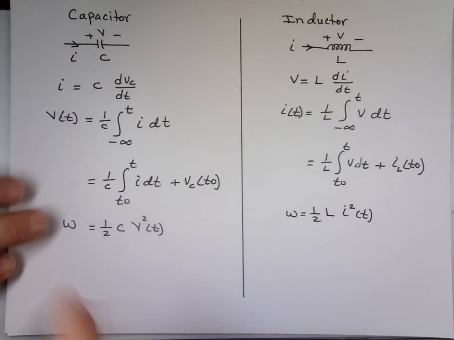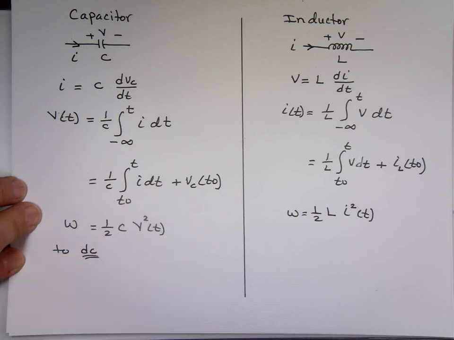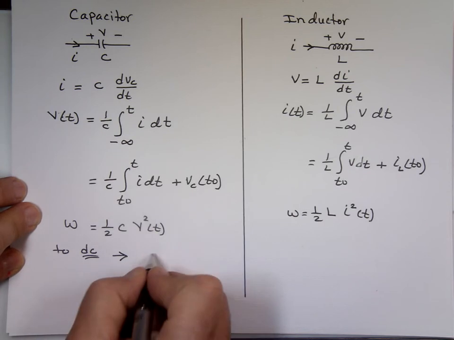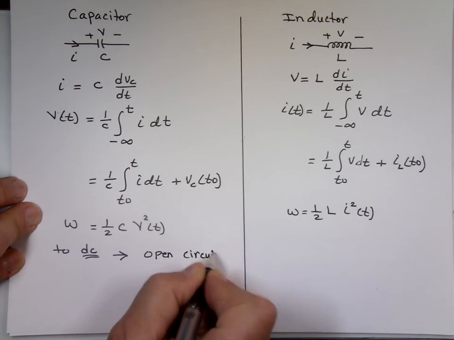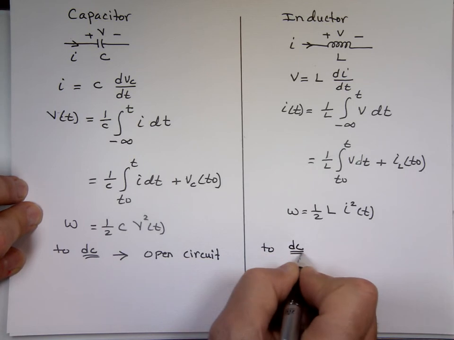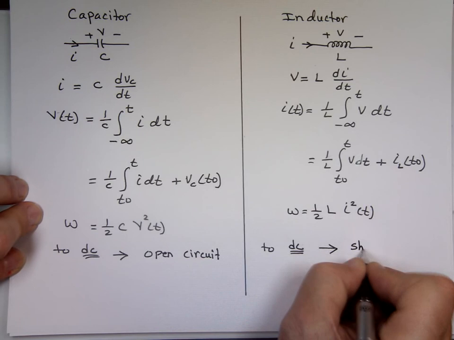To DC, the capacitor behaves as what? Open circuit. To DC, the inductor behaves as what? Short circuit.